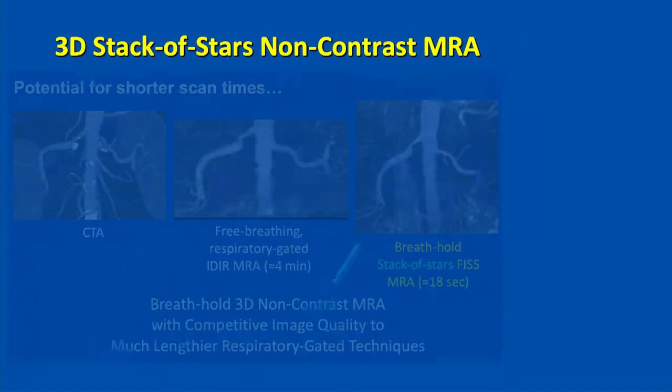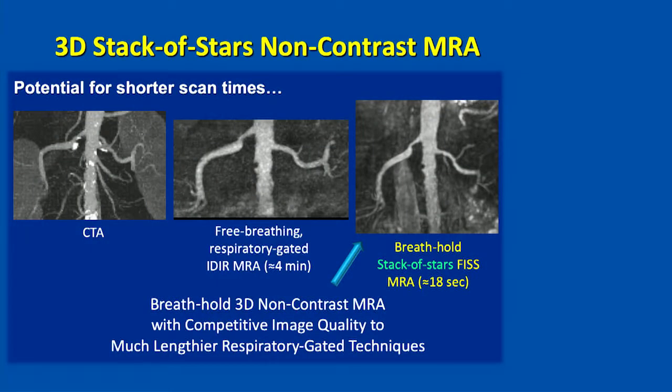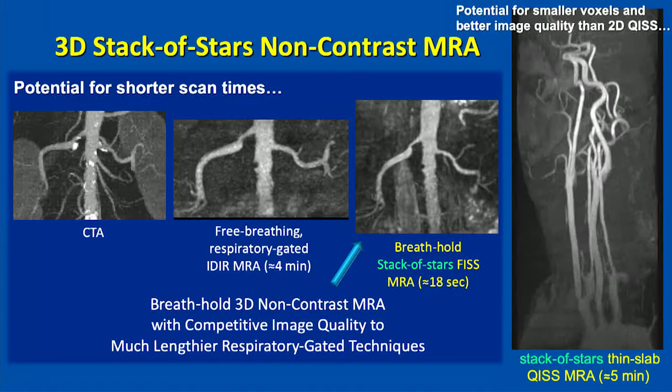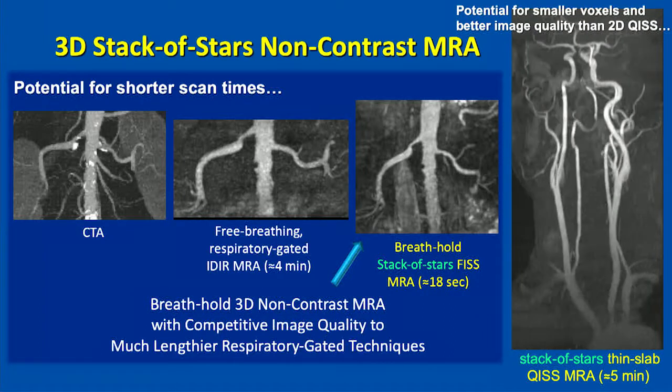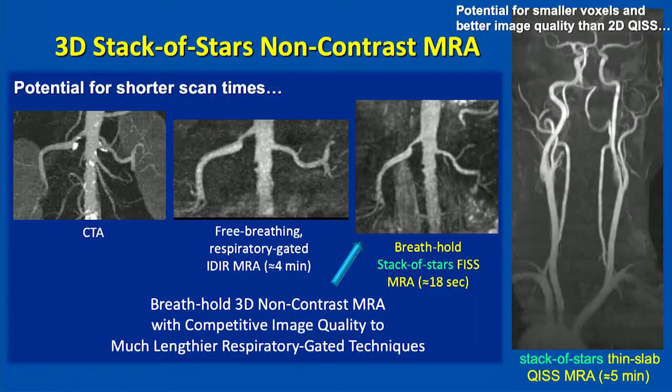Also, 3D Stack-of-Stars trajectories show a lot of promise. For example, there's potential for shortening scan times. This is an example where we required a breath hold Stack-of-Stars acquisition to demonstrate the renal arteries in 18 seconds, compared to the more conventional free breathing inflow-dependent inversion recovery acquisition shown in the center, which took 4 minutes. There's also potential of 3D Stack-of-Stars non-contrast imaging for providing smaller voxels and better image quality than 2D KISS, as shown here for imaging the entire neck.